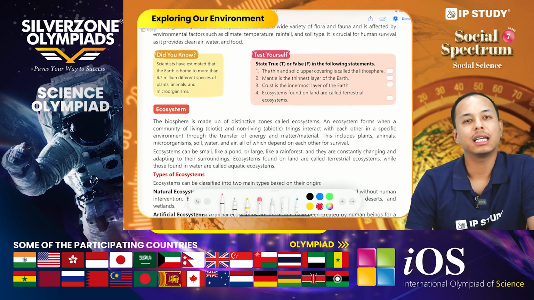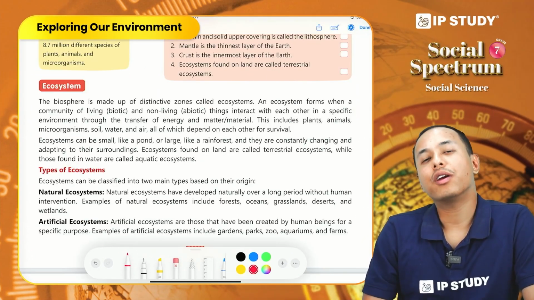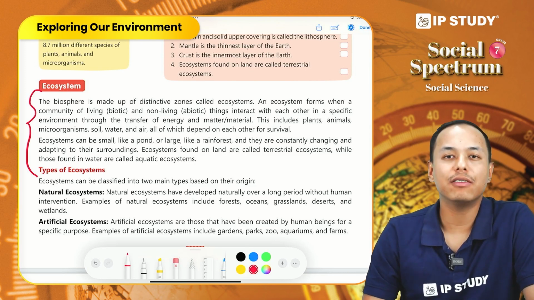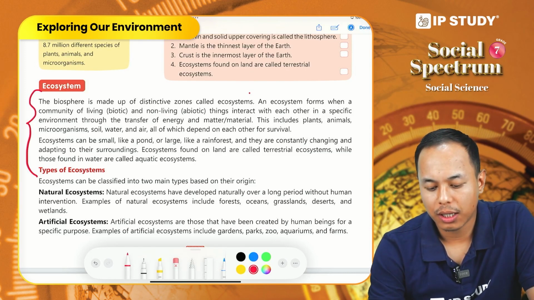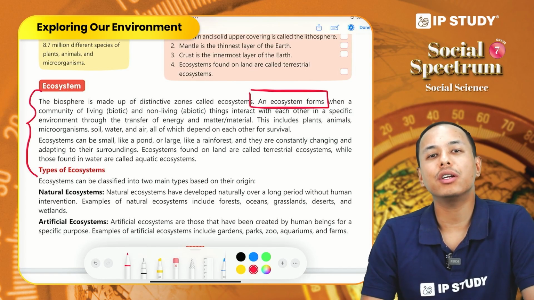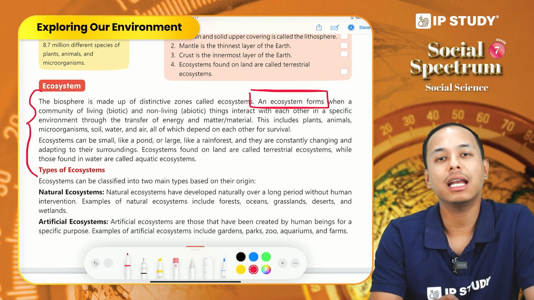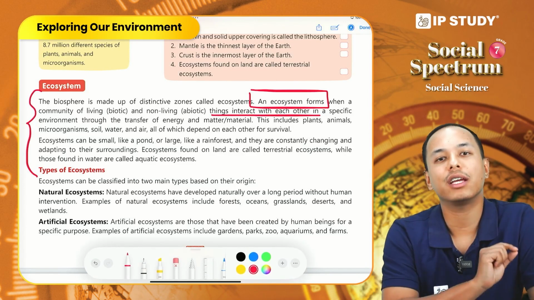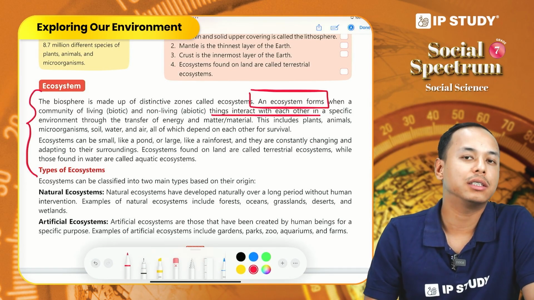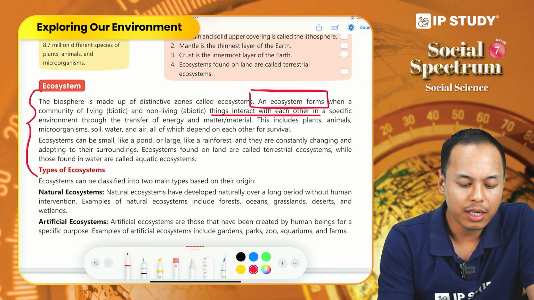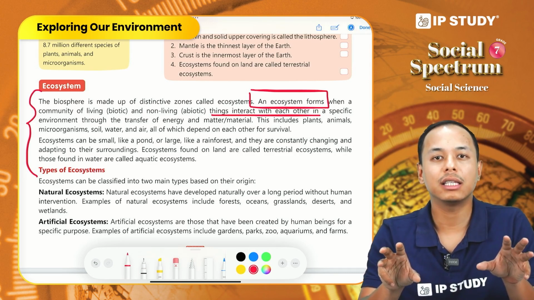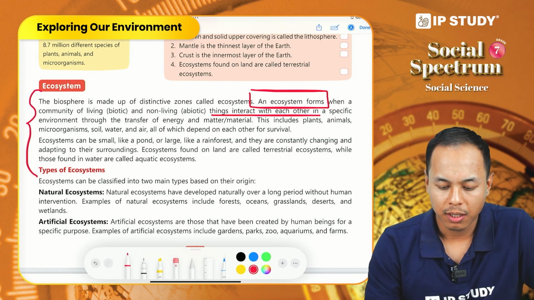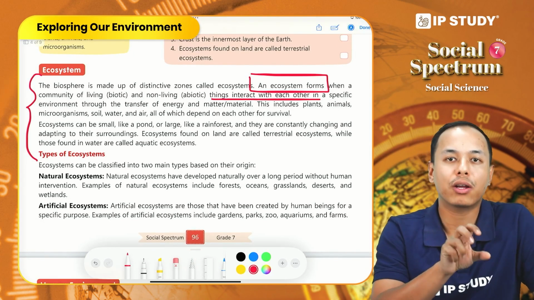So now let us see ecosystem. When we talk about ecosystem, the biosphere is made up of distinctive zones called ecosystems. Okay, so an ecosystem forms when a community of living, that is biotic, and non-living, that is abiotic, components interact with each other in a specific environment through transfer of energy or matter. So these can include plants, animals, microorganisms.